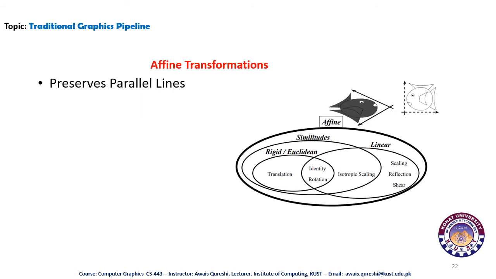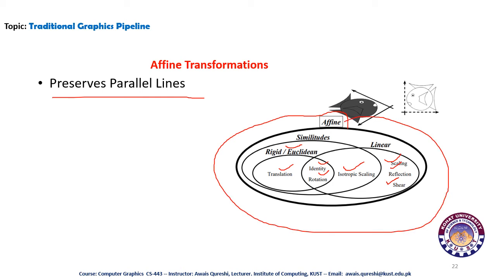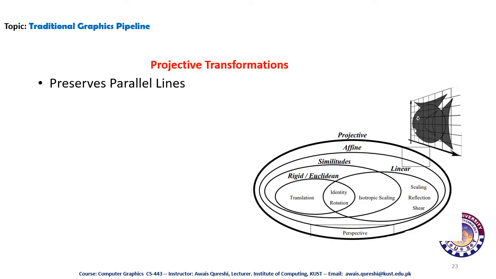After that, we have another transformations which are called affine transformations. Transformations also preserve the parallel lines. So we have studied this rigid, Euclidean translation, identity, and rotation, isotropic, and then we come to this linear scaling, reflection, and shear. And here you can see we are in affine transformations. So in affine transformations we also preserve the parallel lines.